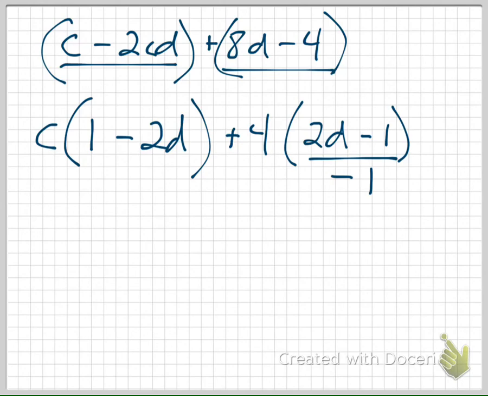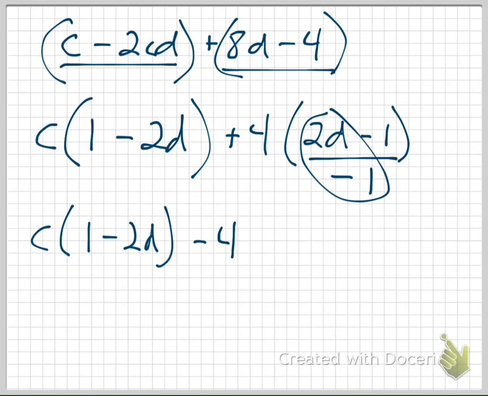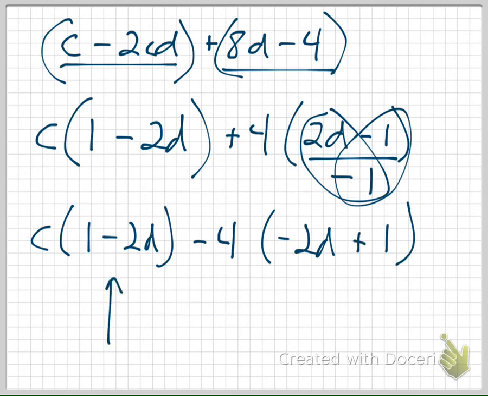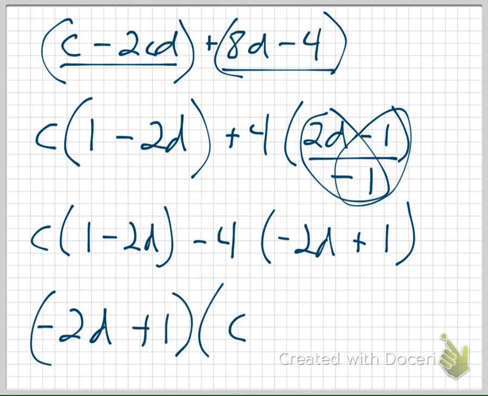I'm going to pull out a negative 1. That means I got to literally pull it out of there. So when I pull it out, it's going to end up being C times 1 minus 2D. And then when I pull out the negative 1, now it's going to be 4 times negative 1, which is negative 4, right? And then by pulling out the negative 1, what is 2D divided by negative 1? Minus 2D. And what is negative 1 divided by negative 1? Plus 1. And now do you see that they're identical? You see they're identical because it's negative 2D plus 1, plus 1. You see that, right? So now you go, what can I pull out? I'll pull out a negative 2D plus 1 times C minus 4.